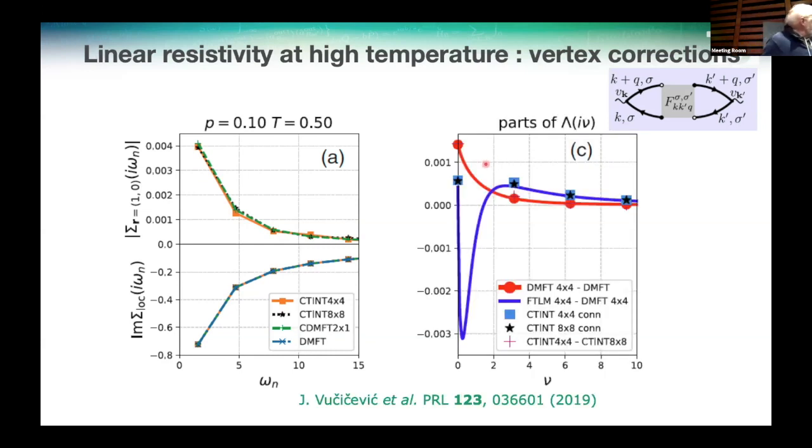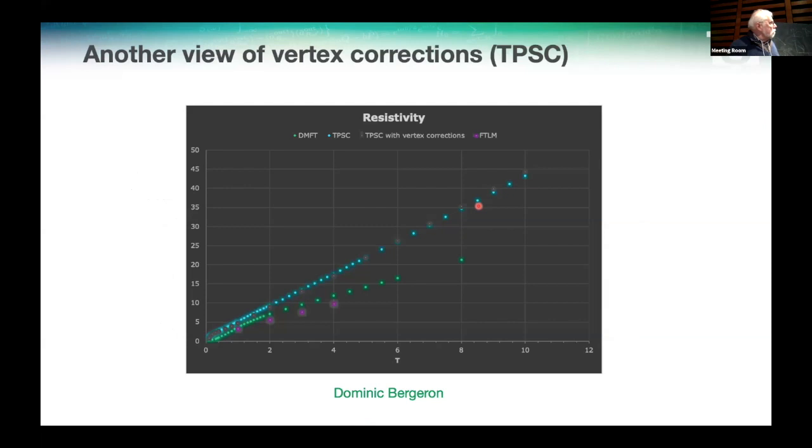Okay, but in fact, I don't have time to discuss this in detail. You can ask questions, but the group by Vucicevic and company have argued that the origin of the problem is vertex corrections. There's another method that you can use to compute resistivity in a funny regime. I mean, the two-particle self-consistent method should not be valid in this regime.